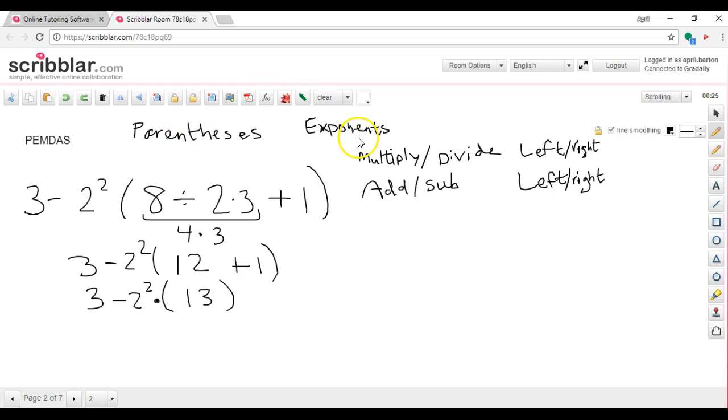We look for any exponents. So we do have an exponent. Exponents don't mean to multiply by each other. Maybe I should have chosen a different exponent. It means multiply 2 by itself 2 times. If this had been 2 to the third, we wouldn't do 2 times 3, we'd do 2 times 2 times 2, multiplied together 3 times. So 2 times 2 is 4.